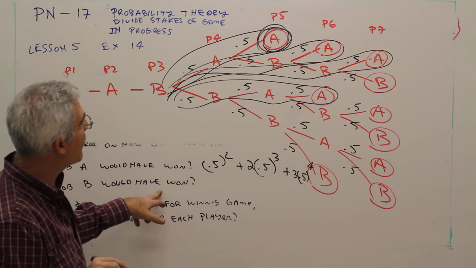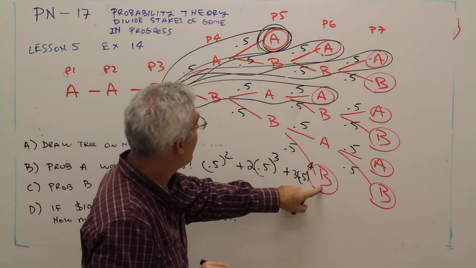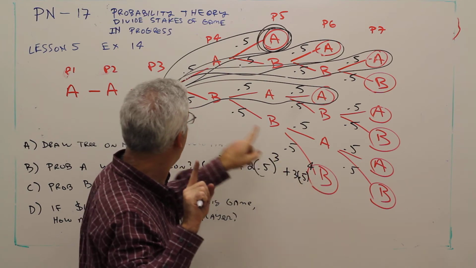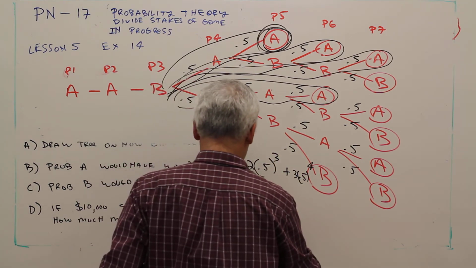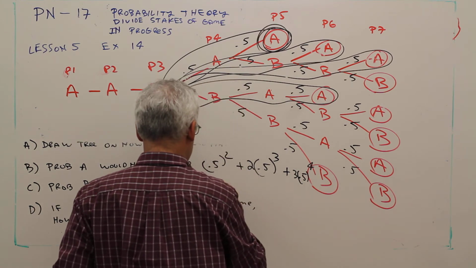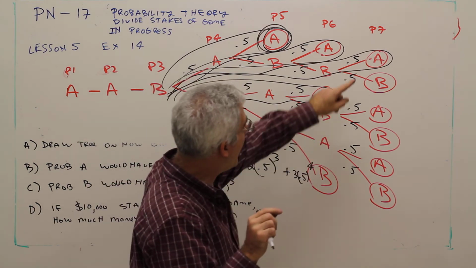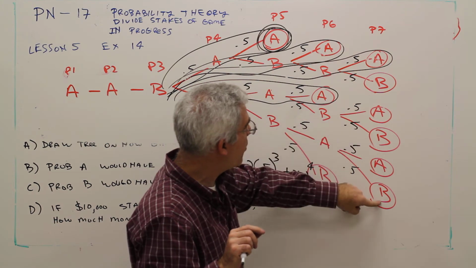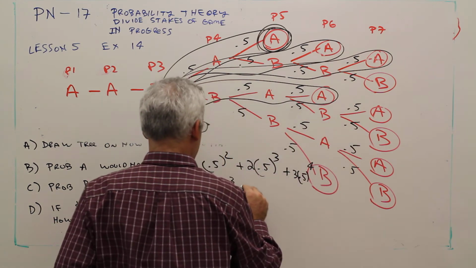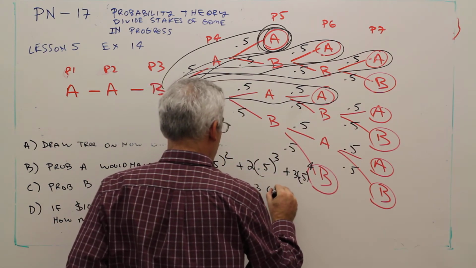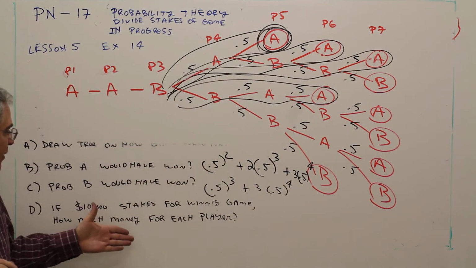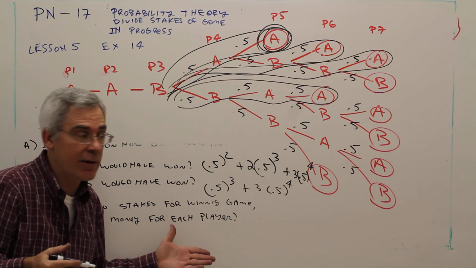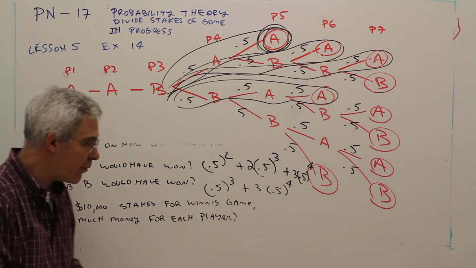For B, let's see what's going on with B. They've got one here, and that's a 0.5 cubed. And then they've got 3 there, and that's a 0.5 to the fourth. So I'll compute those and then divide the stakes accordingly. Okay, so let me punch those two out.